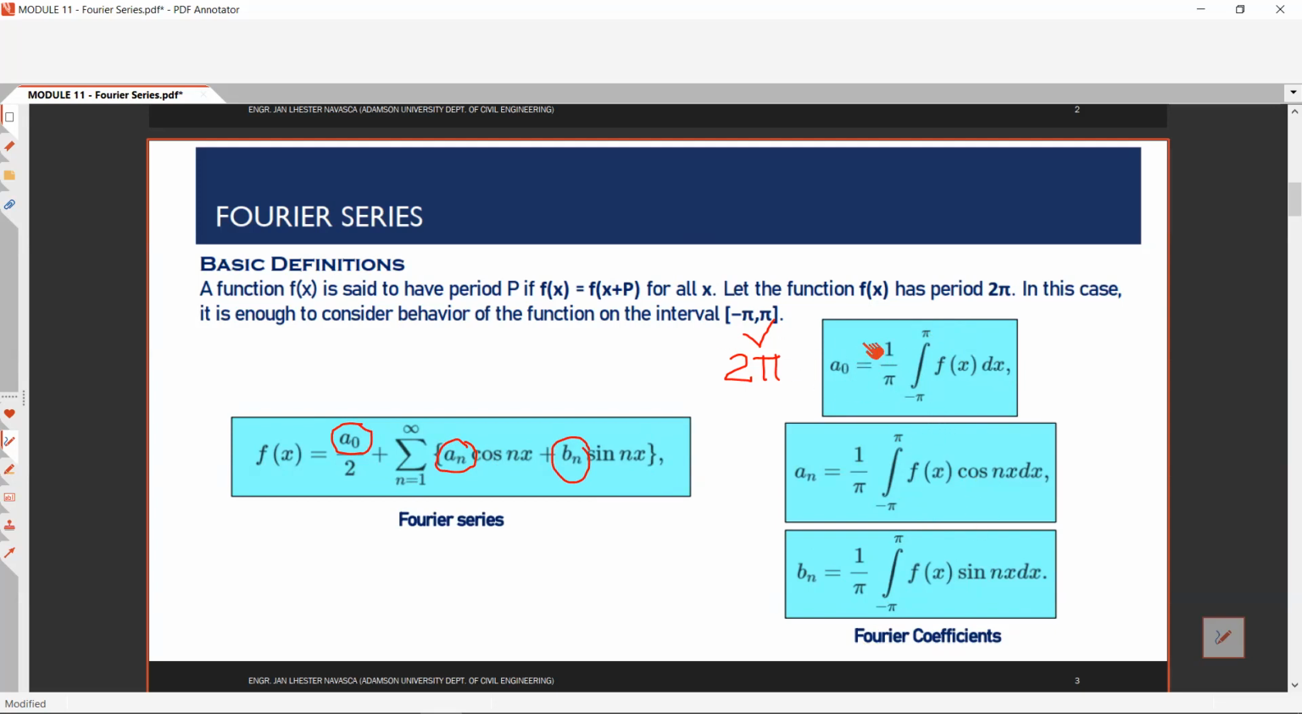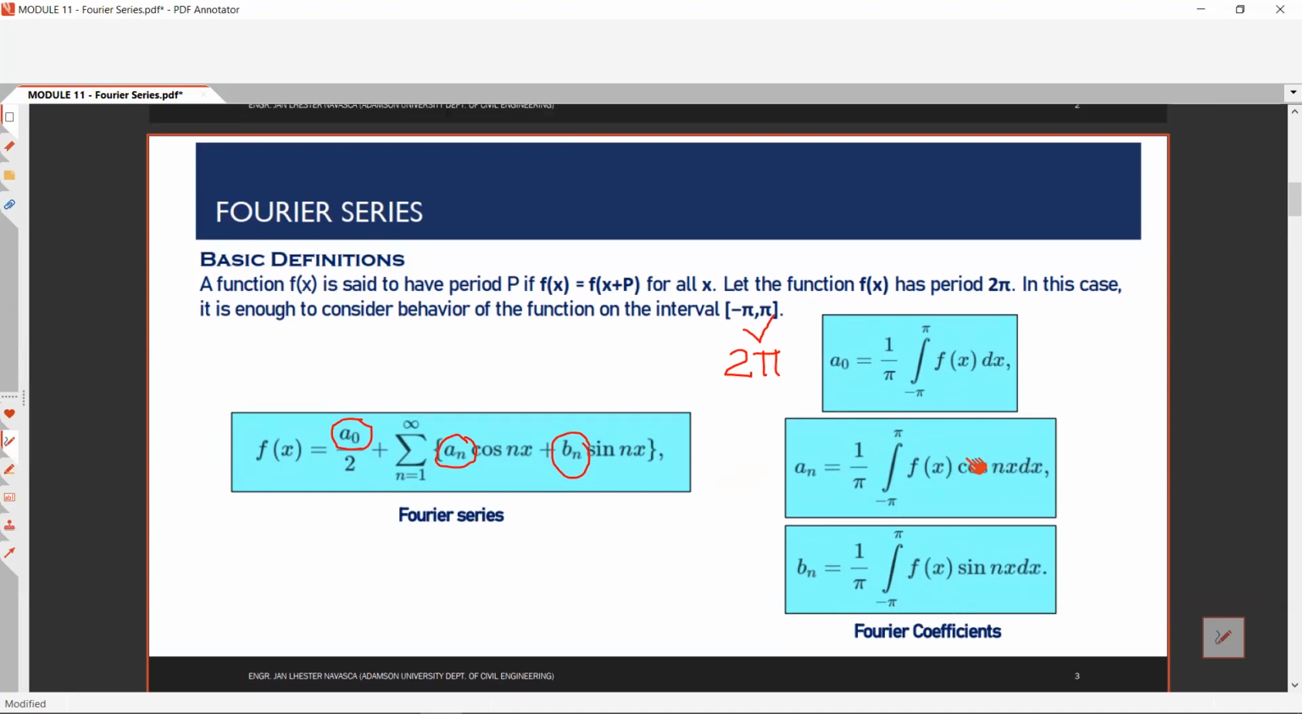For a sub 0, that is equal to 1 over pi times the integral of f of x dx from negative pi to positive pi, or from your interval. That is the value of your a sub 0. Next, your a sub n is equal to 1 over pi times the integral from negative pi to positive pi of f of x cosine nx dx. And for your b sub n, that is 1 over pi times the integral of f of x sine nx dx from negative pi to pi, where you are integrating with respect to x.